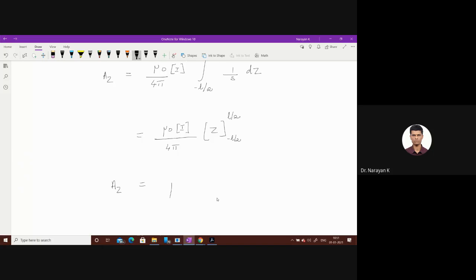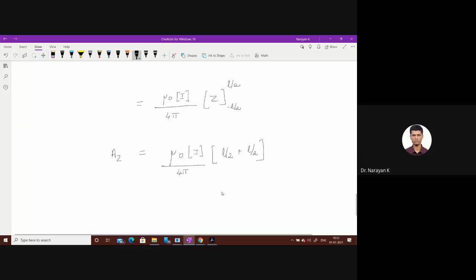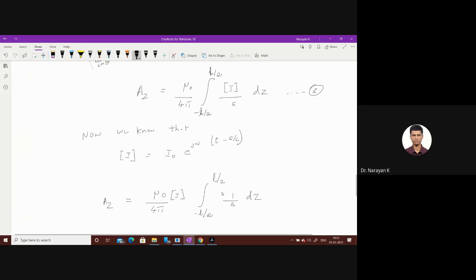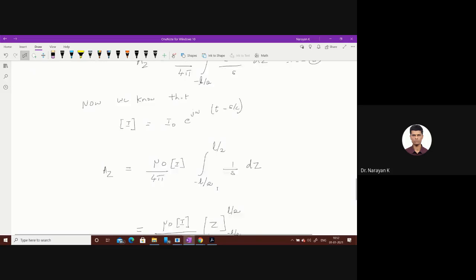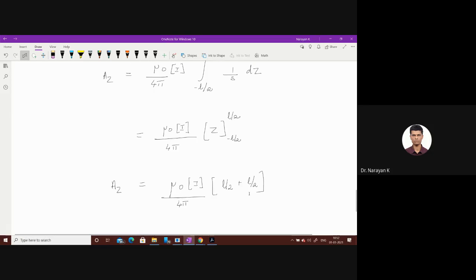Please counter check the derivations what I am doing, at least these portions. So this will be mu naught into retarded current I divided by 4 pi. So this will be L by 2 minus of minus L by 2, that is L by 2 plus L by 2, that is L. So this S should come outside. Literally, I forgotten this. So this should be here.